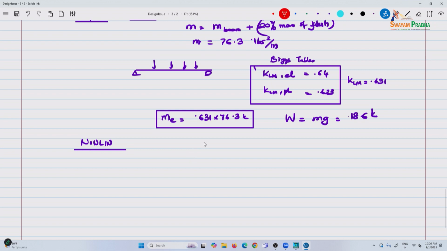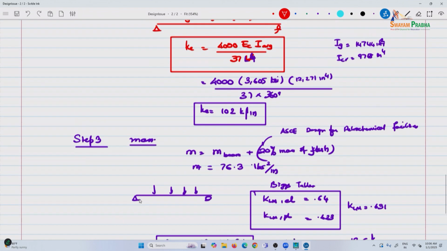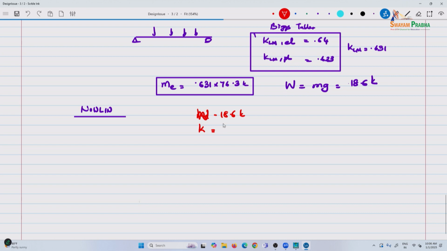so my non-lin parameters were, the weight was 18.6 kips, and the stiffness was, what was the stiffness? For downward, the stiffness was 102 kips per inch. So, you have to take the appropriate stiffness, and let us see what I did.